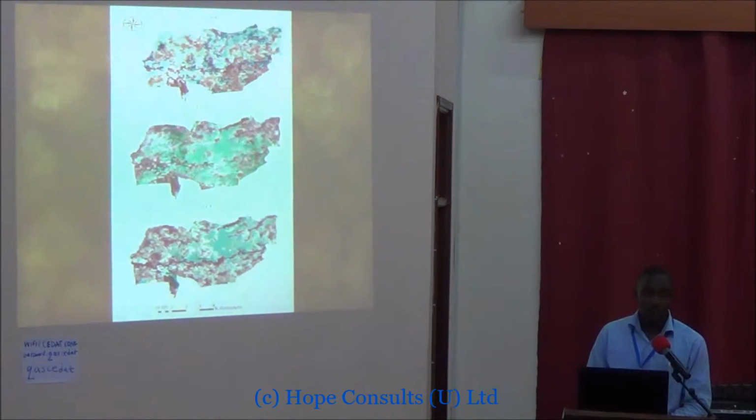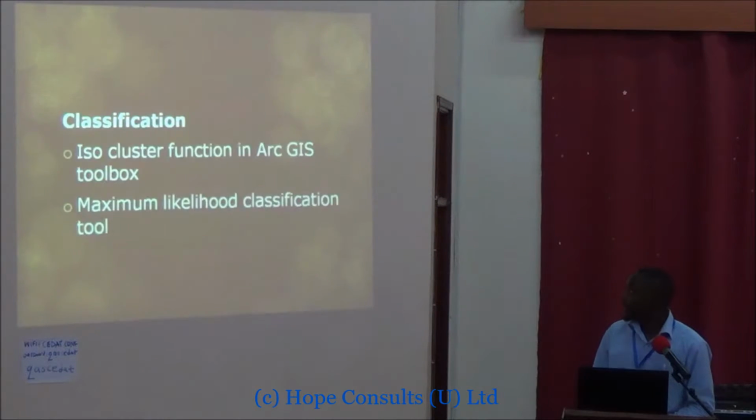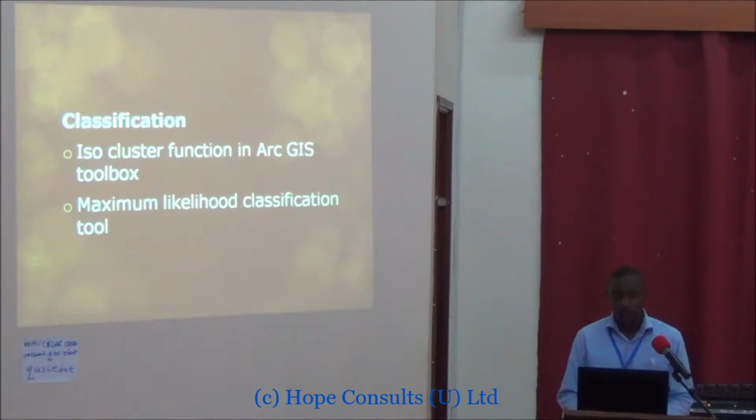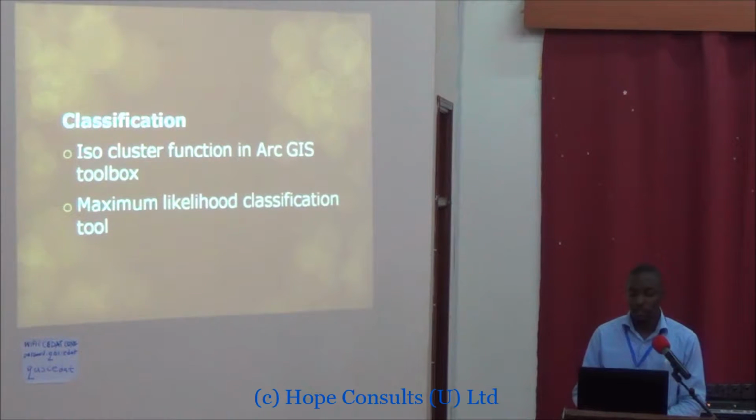I also used the shape file. After resampling the 1984 image, I used the shape file to extract the study area, which is what it appears like. Then after that, I went to classification. I started with the creation of an ISO file using the ISO Cluster function in ArcGIS, and then I created six clusters.